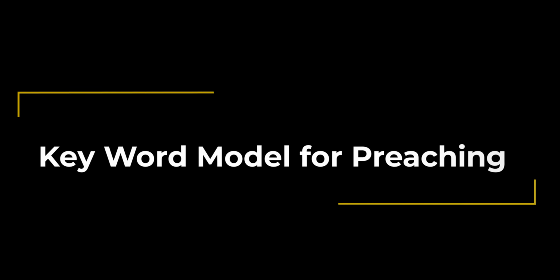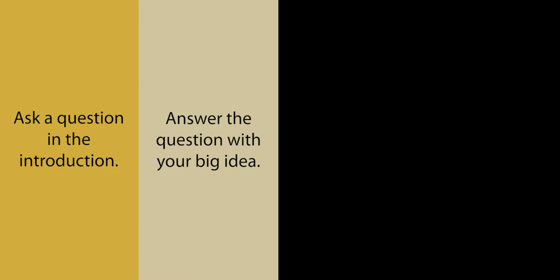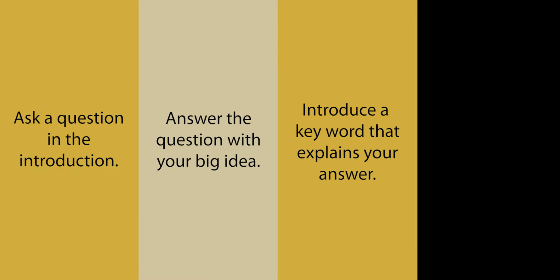The simplest frame for a sermon uses the key-word model for preaching. The key-word preaching model works like this. Start by asking a question in the introduction, then answer the question with your big idea. Introduce a key word that explains your answer.